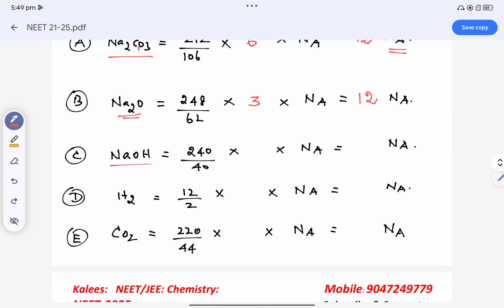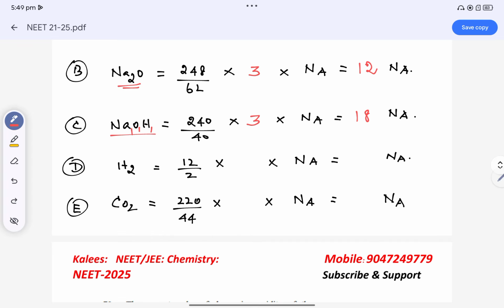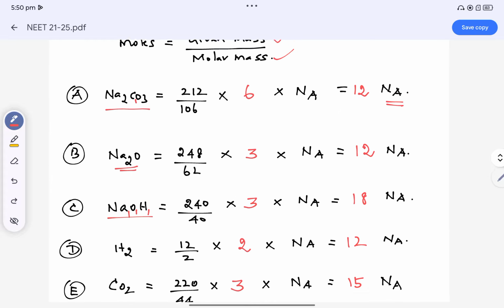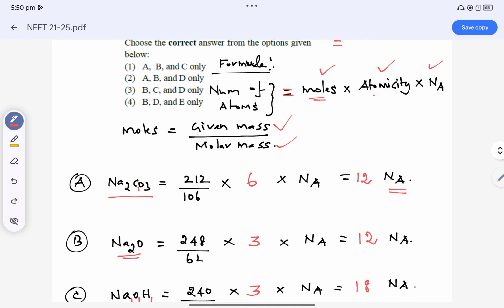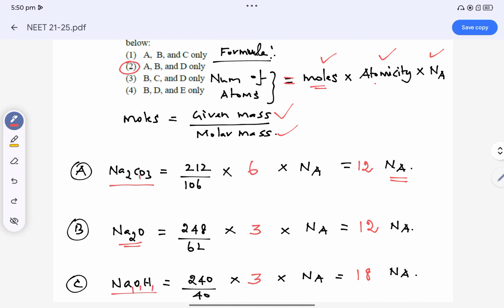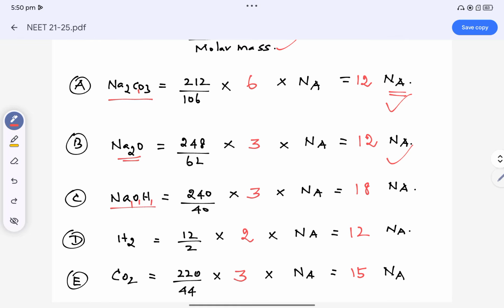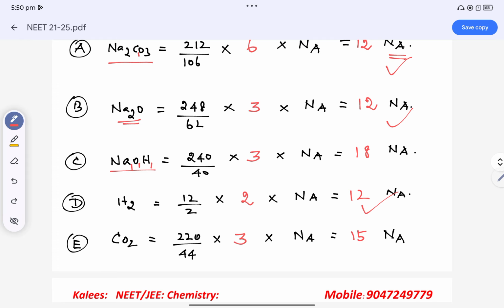For NaOH, how many atoms are present? Na, oxygen, hydrogen, right? So the atomicity is 3. Now I am getting an entirely different value, 18 Na. Here for hydrogen the atomicity is 2. The value is found to be 12 Na, the same. For carbon dioxide, the atomicity is found to be 3. The value is found to be 15 Na. So what is the common value we have? Option 2 will be the correct answer. A, B and also D only. This is the correct statement, right?